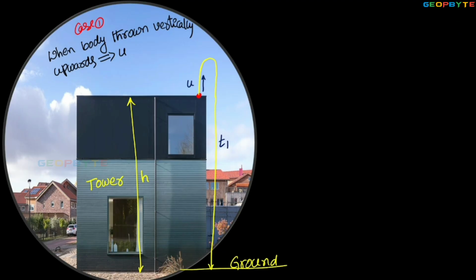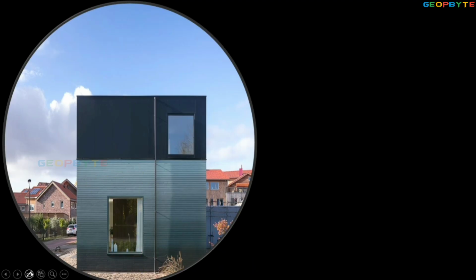Okay. Next, second case. Look at the second case. Second case is the point from which the body is vertically thrown down with the initial velocity u. For this, it is clearly given the time required is t2. Time required is t2.